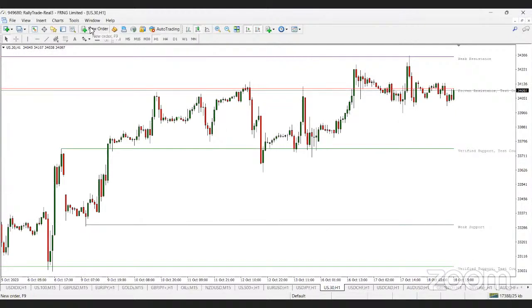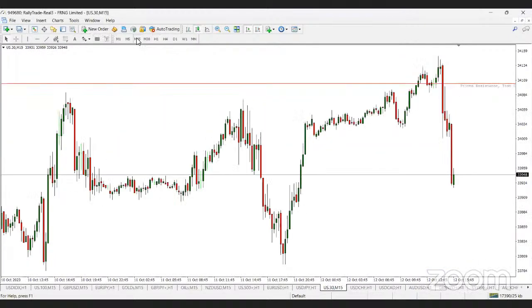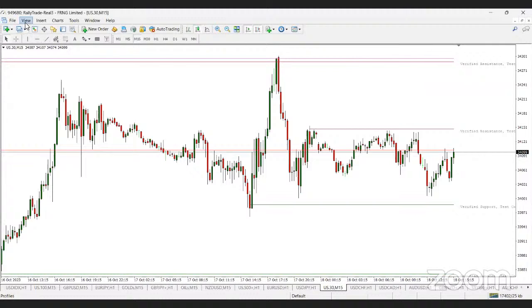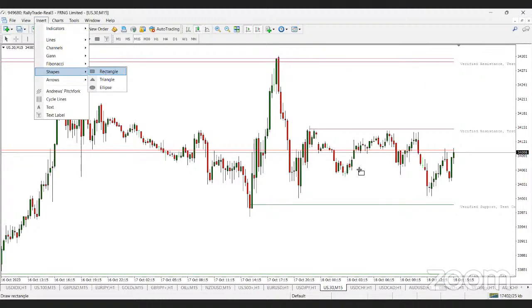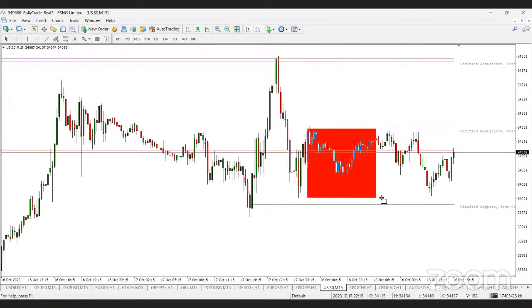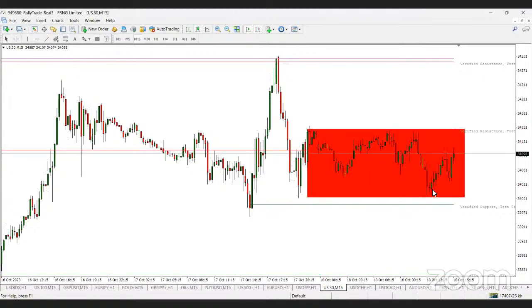US 30 has been ranging. If you see it on 15 minutes, you would be able to tell, it's more visible on 15 minutes. Look at the range that US 30 has been making for some time now. It has been around this zone, right? So of course we can take advantage of that.